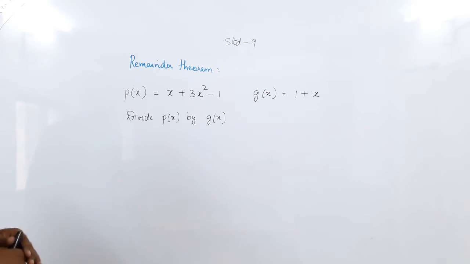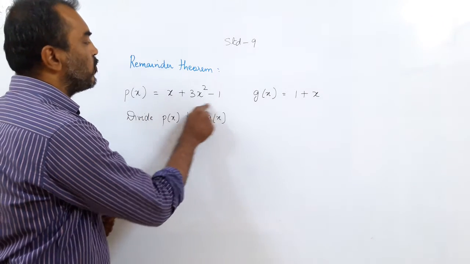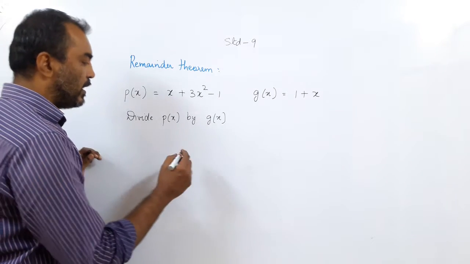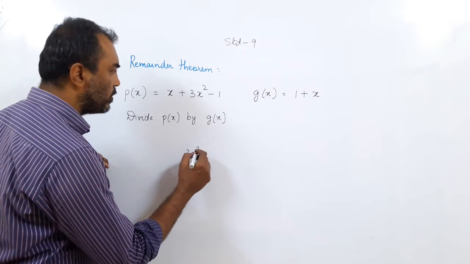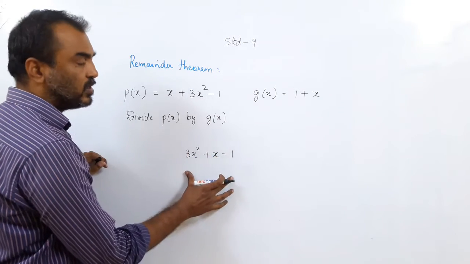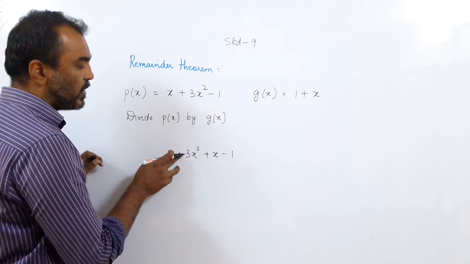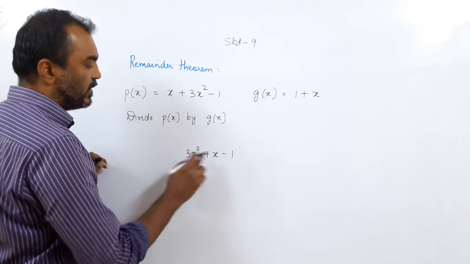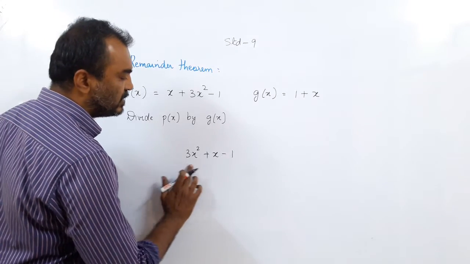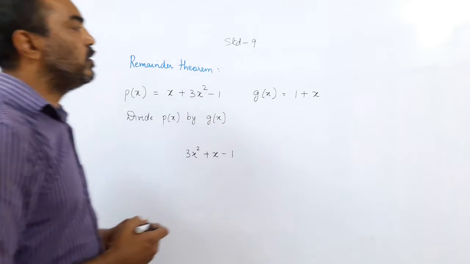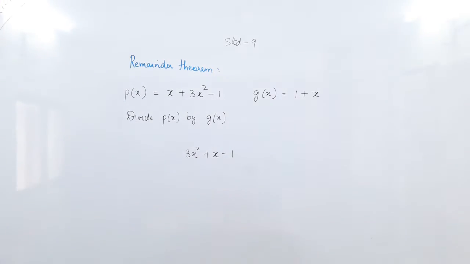The rules of division. Which is the biggest power? x square. So first rearrange the sum and write it as 3x square plus x minus 1. I just rearranged, I have not changed the numbers. I have arranged it in the descending powers of x. The same way I have to divide by what? 1 plus x. But the variable should come first, the power of x.